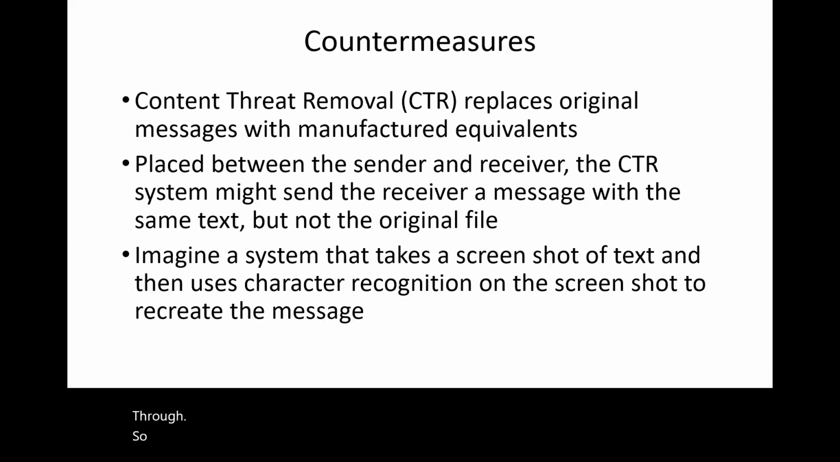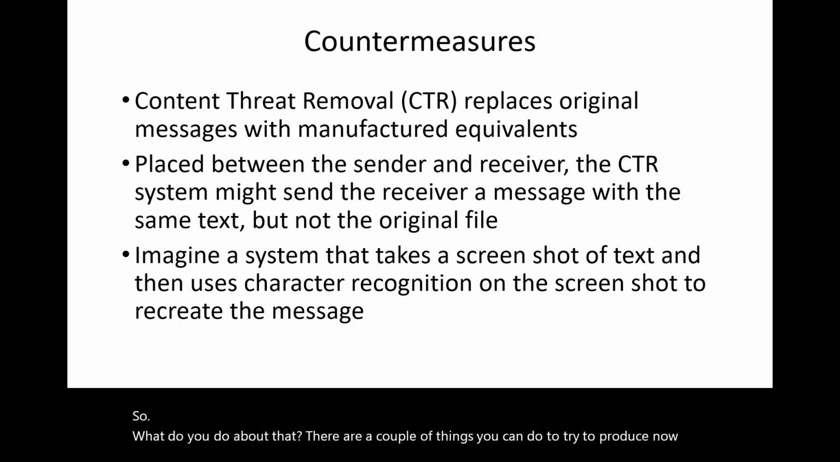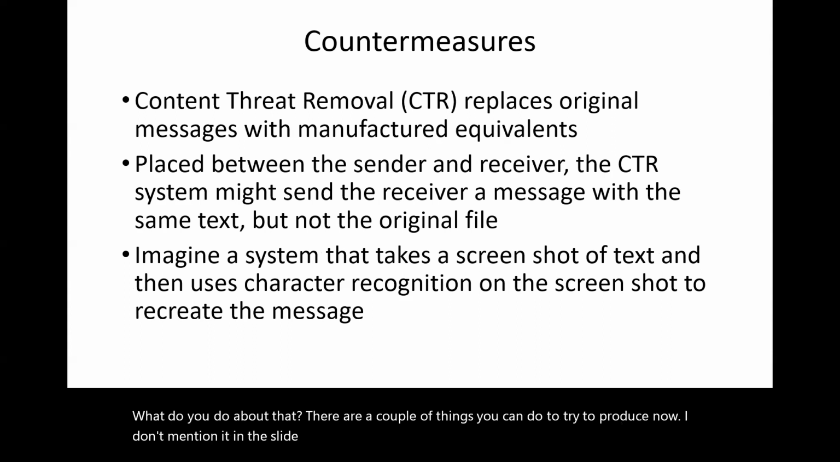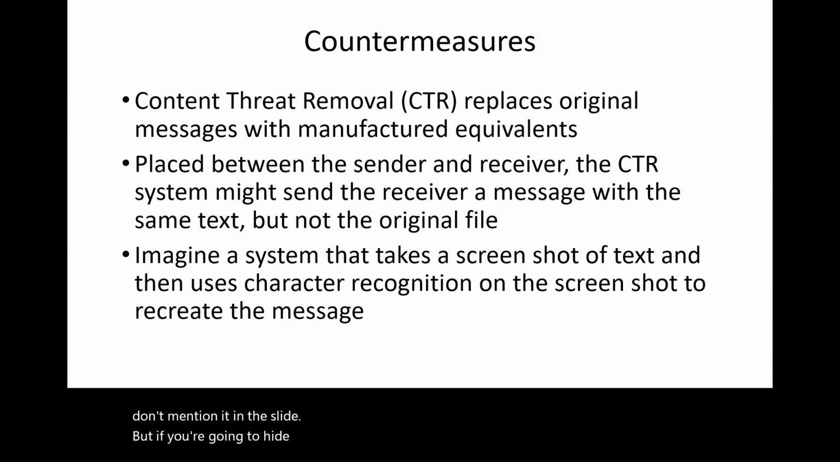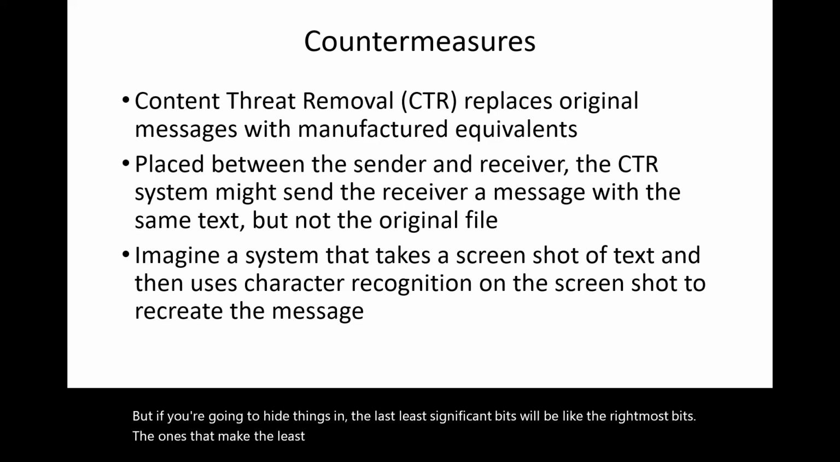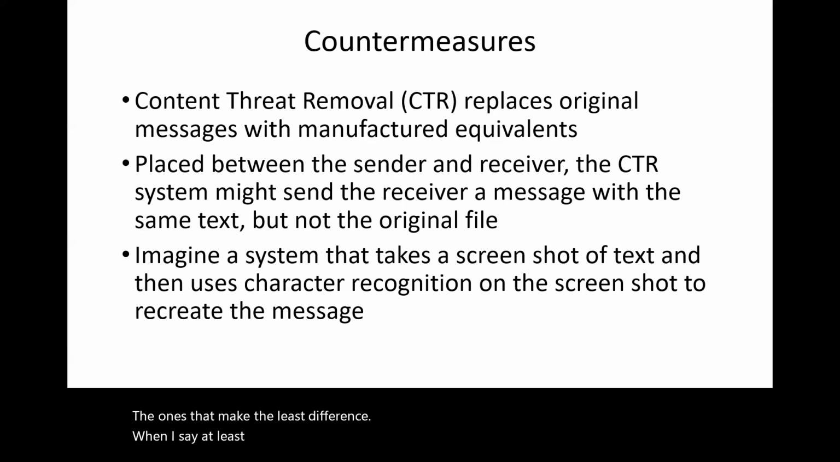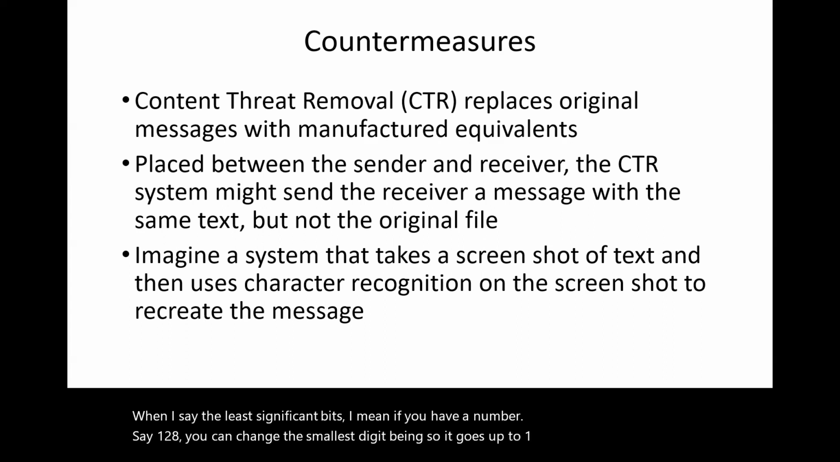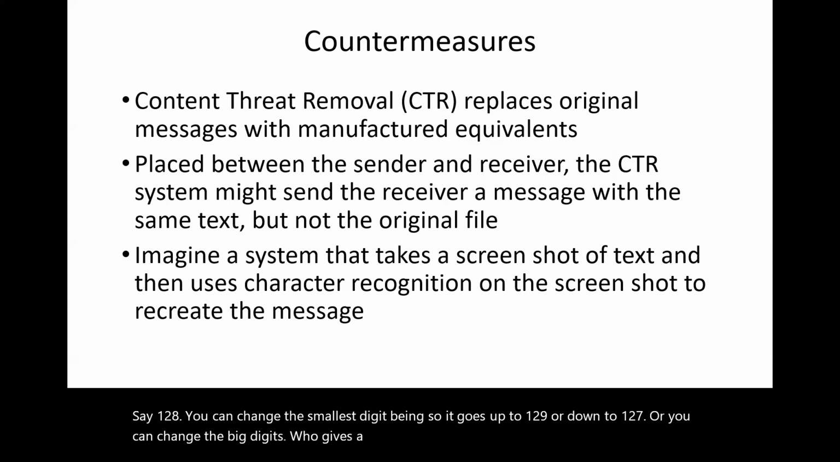So, what do you do about that? There are a couple of things you can do to try to detect it. I don't mention it in the slide, but if you're going to hide things in the least significant bits, the rightmost bits, the ones that make the least difference. When I say least significant bits, I mean, if you have a number, say 128, you can change the smallest digit until it goes up to 129 or down to 127. Or you can change the big digit, so instead of 128, it goes to 228 or down to 028. Well, that makes a big change.